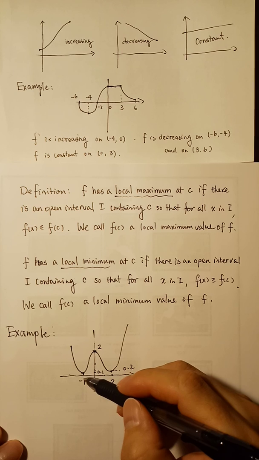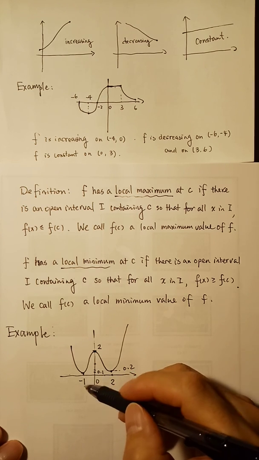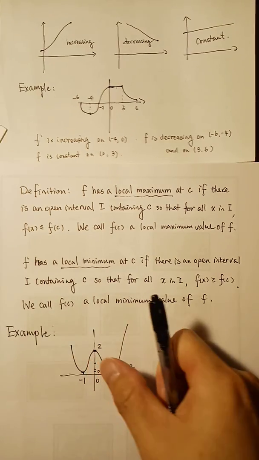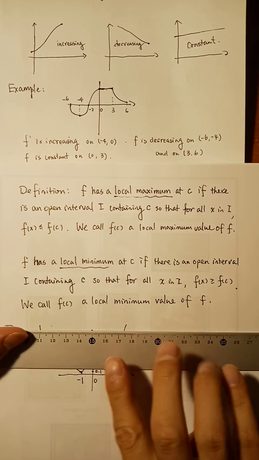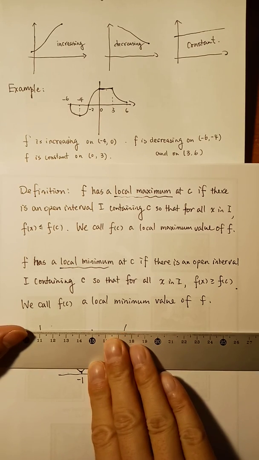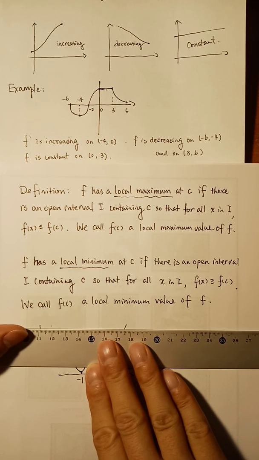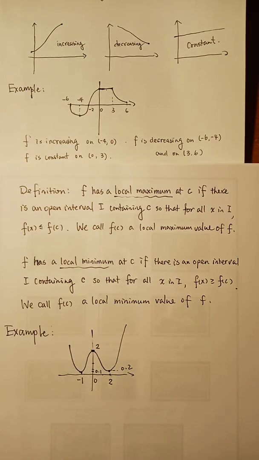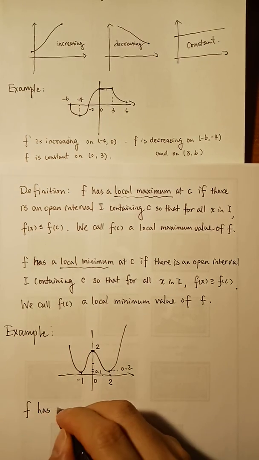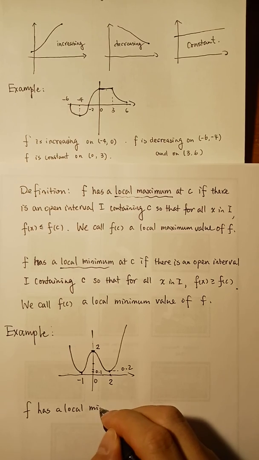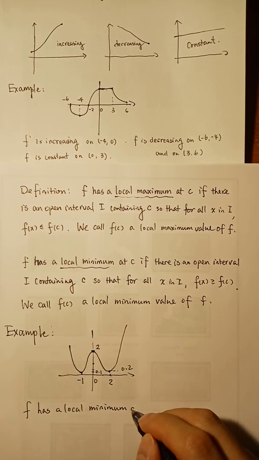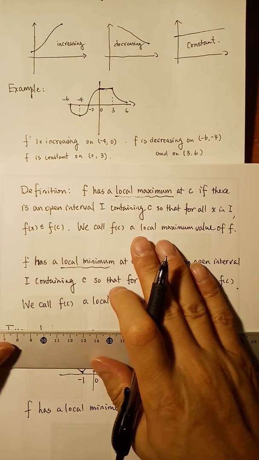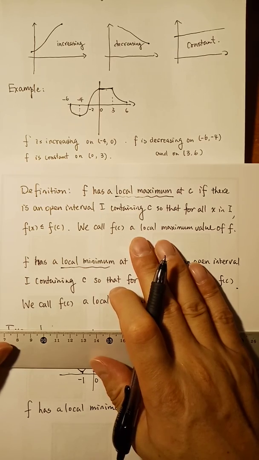Let's see. When you check this negative 1, in the small neighborhood, when you say small neighborhood, you just cut the graph. You only check this part. Can you see it? Yeah, you check this part. You see this function has the smallest value here. So f has a local minimum at negative 1. Okay, so you just cover the rest of the graph, and only check a small region around negative 1.